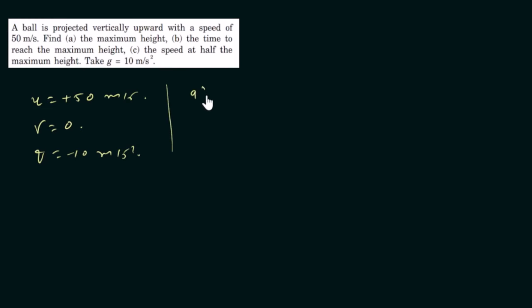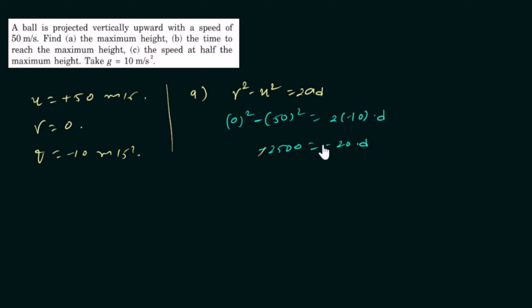Let us calculate our first part using v squared minus u squared equals 2ad. So v is 0, squared, minus u, which is 50 squared, equals 2 times minus 10 times d, where d is our height. So this is minus 2500, this is minus 20 into d. Negative negative will be cancelled, 0 0 is gone. Distance is going to be 125 meters, which is basically the height.